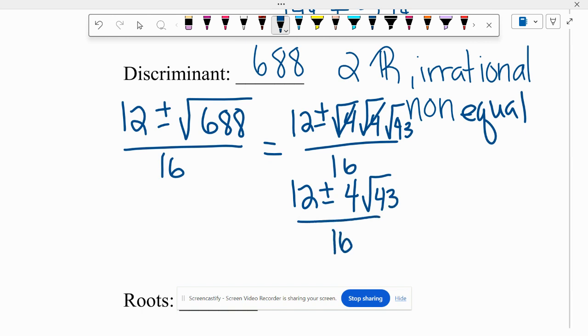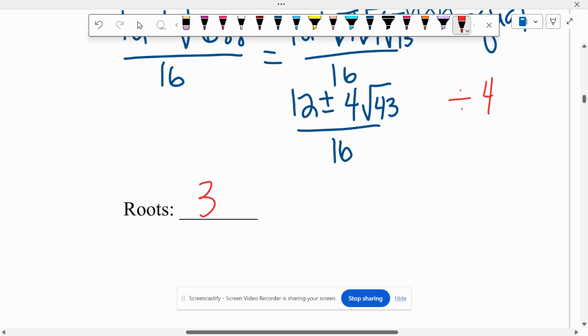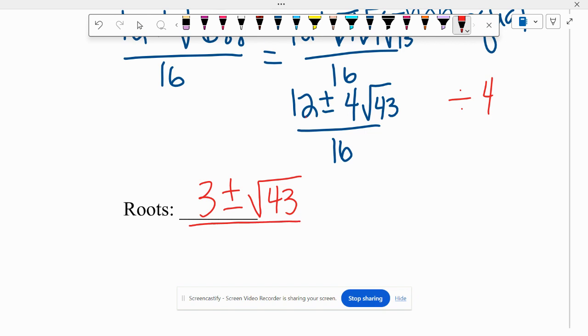Can I reduce the coefficient or just the constants that are out front? Can I reduce them? Can I divide everything by the same number? I can divide by 4. I'm going to write a little note over here off to the side that says divide by 4. So let's see. 12 divided by 4 is 3. Plus or minus 4 divided by 4 is 1. So I'm just going to write square root of 43 because 1 times the square root of 43 is the square root of 43, over 16 divided by 4 is 4.